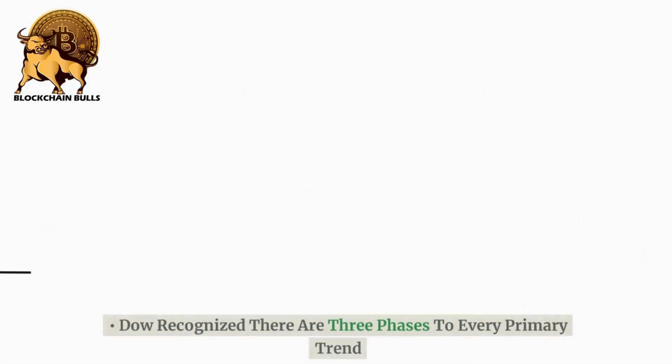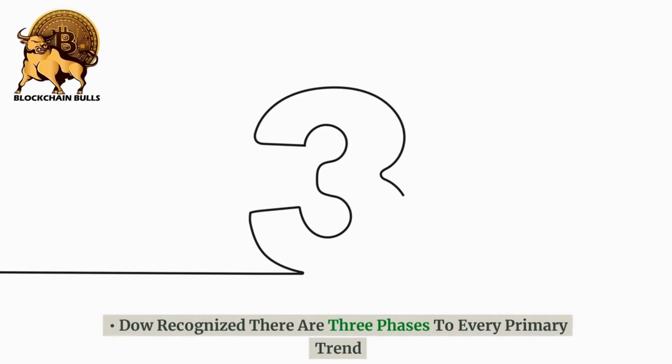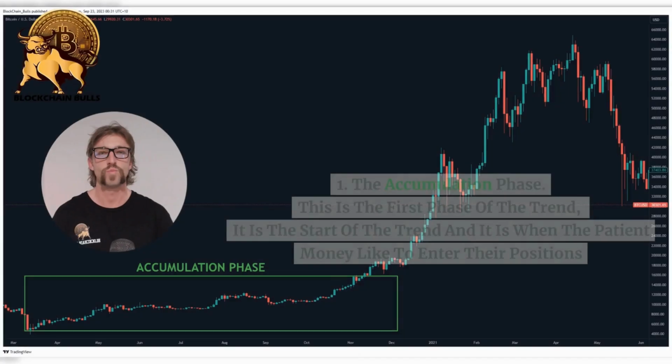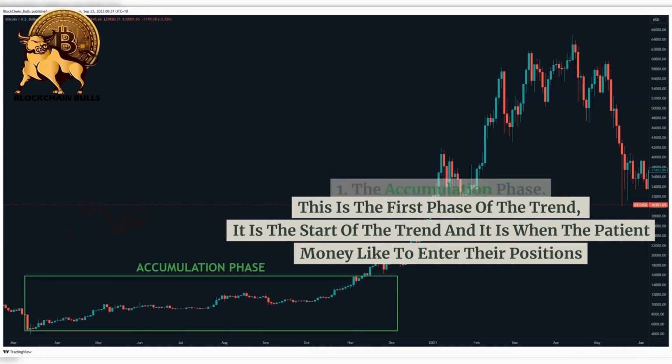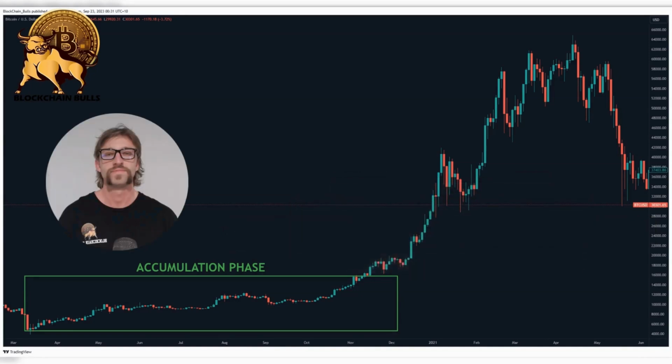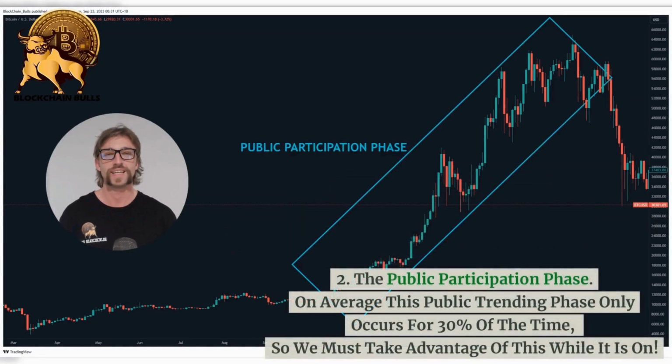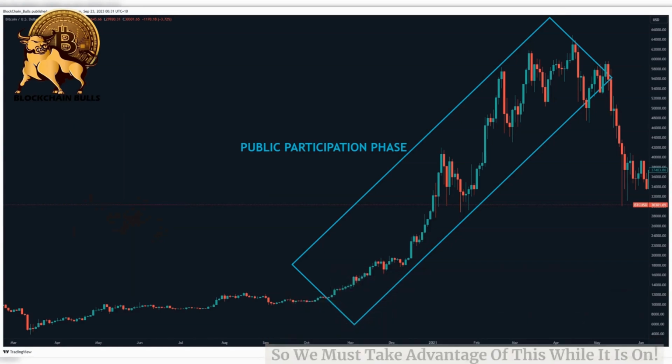Dow recognised there are three phases to every primary trend. 1. The accumulation phase. This is the first phase of the trend. This is the start of the trend, and this is when the patient money likes to enter their positions. 2. The public participation phase. On average, this public trending phase only occurs for 30% of the time, so we must take advantage of it while it is on.